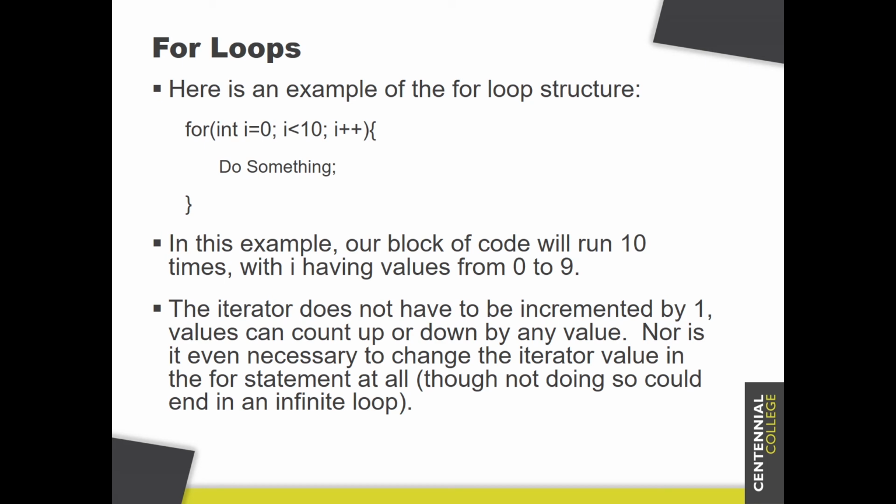Okay, it doesn't increment the value of I until it comes back into the loop the first time. So the first time our I is going to have a value of 0. So in this particular example, our for loop will run a total of 10 times, with I having values between 0 and 9. Okay, so that's how it's going to run.